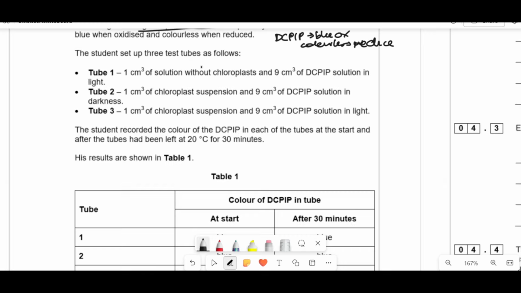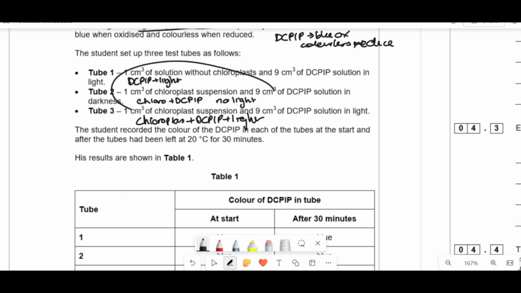Now it says here, here's the test tubes as follows. So we've got no chloroplasts, and we've got DC-PIP in light. So it's just DC-PIP and light only, really. And the second one, we have chloroplasts plus DC-PIP, but we have no light. Right, so the only difference between these two, well, there's two differences. One has chloroplast and no light. And then the third tube is chloroplast plus DC-PIP and light. So any differences between here and here can tell us that light must be the only change, provided you do the experiment perfectly. And any difference between here and here must mean that chloroplasts are the only factor that's different. So I'm going to compare these two first and then these all.